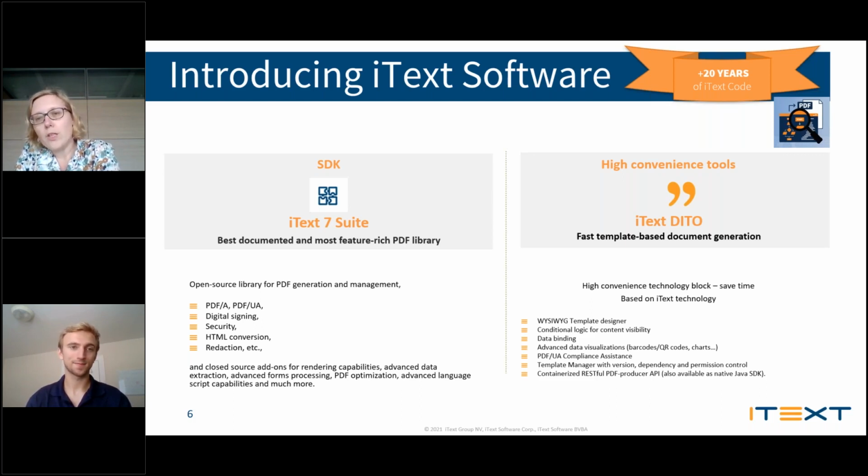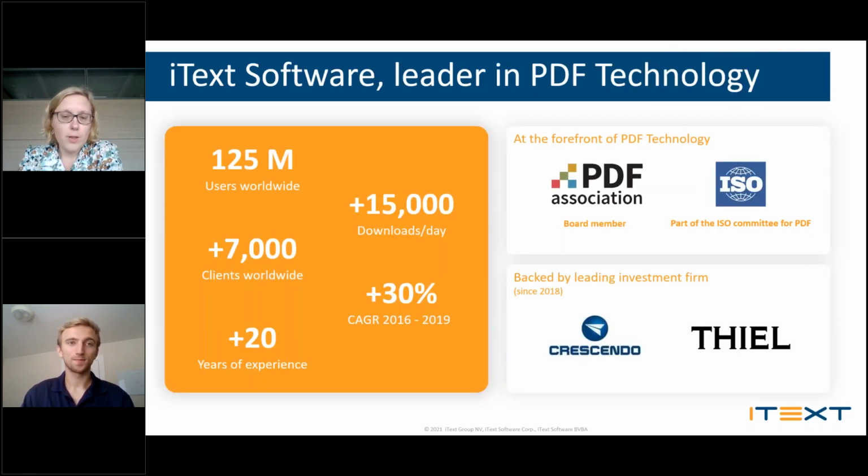We also have a high convenience tool, which we call iText Ditto. It's used for fast template-based document generation and comes with a WYSIWYG template designer. It's a product that has been available now for a year, if I'm not mistaken. So those are our two major product lines. We today have around 125 million users because we're open source, obviously. And we have more than 7,000 clients worldwide. Those rely on the expertise of our PDF developers and experts.